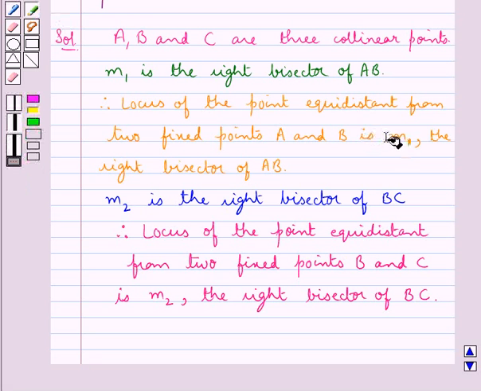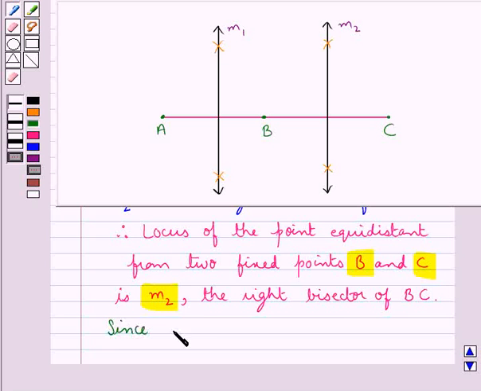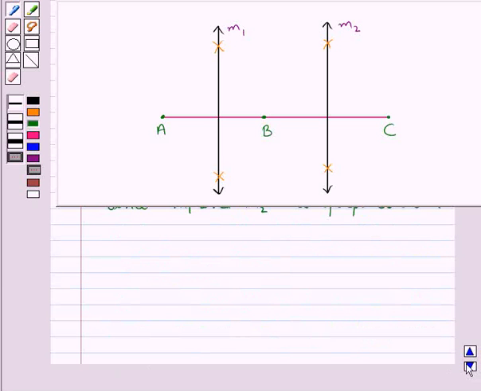So thus we have M1 is the locus of the point equidistant from the fixed points A and B, and M2 is the locus of the point equidistant from two points B and C. Now since M1 and M2 are perpendicular to the same line, that is the line joining the three points A, B and C, or you can say AC, therefore the lines M1 and M2 are parallel to each other.